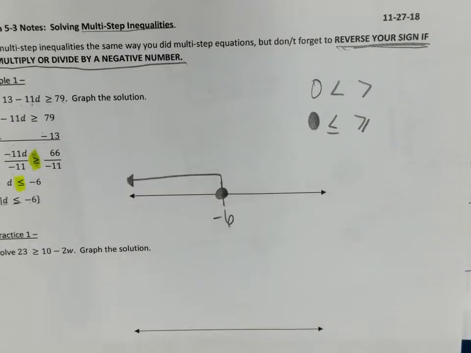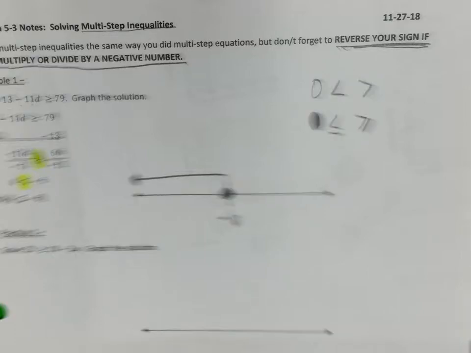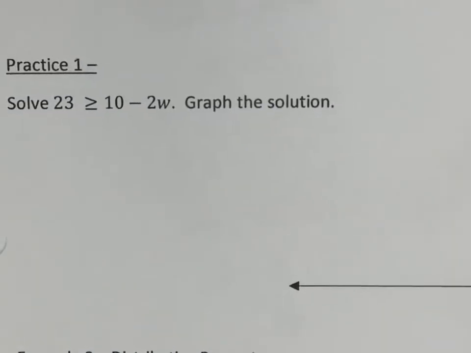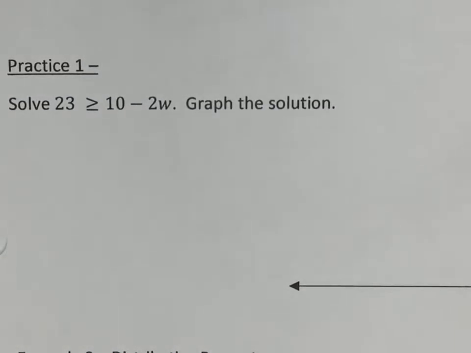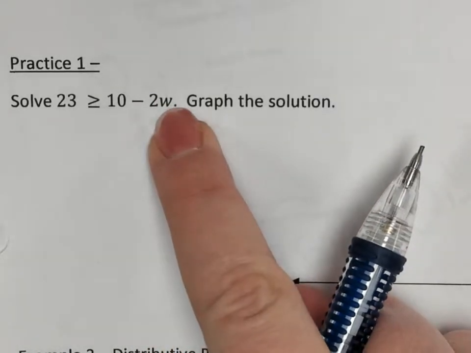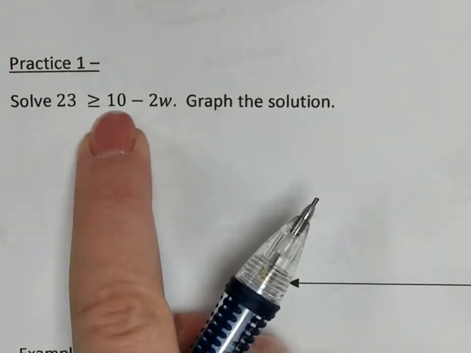Okay. Good? Yeah. All right, so let's do our first practice problem. We have 23 is greater than or equal to 10 minus 2W. We want to get W by itself. What do we want to move first? 10. Okay, good. How do I move this 10? Good. Minus 10 on both sides.